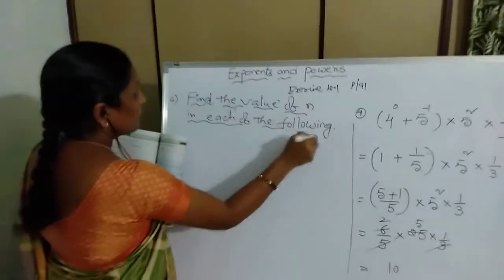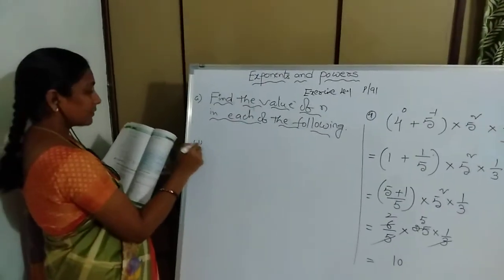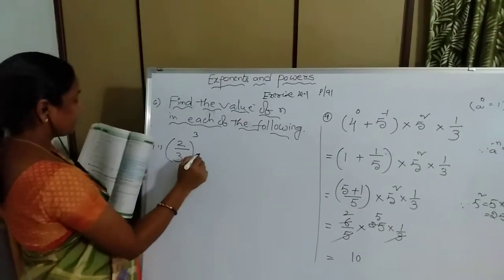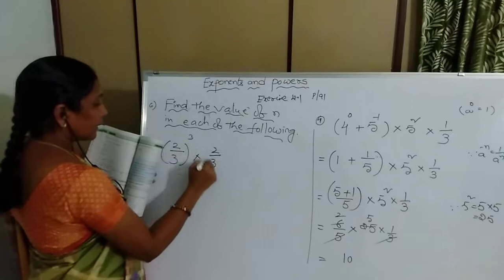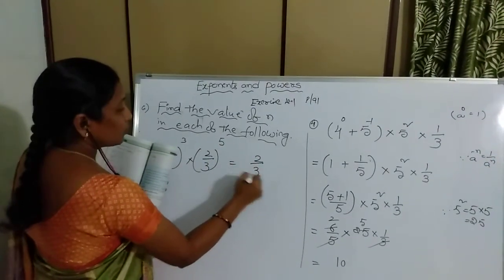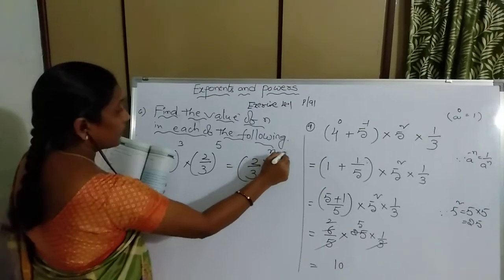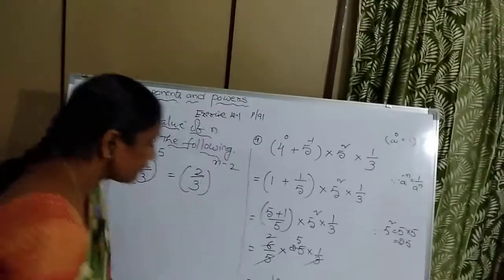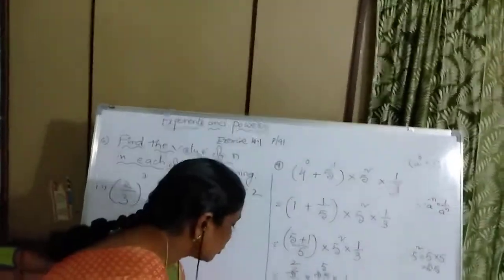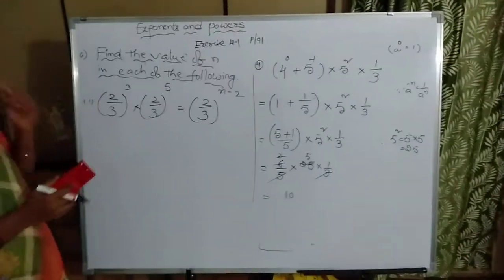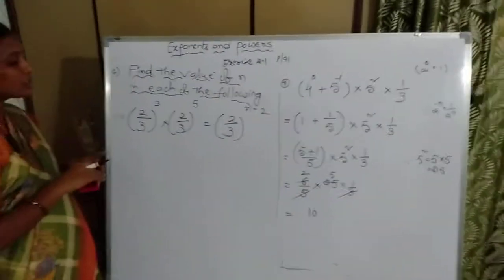That is the problem. The first question is (2 by 3) whole to the power 3 into (2 by 3) whole to the power 5 is equal to (2 by 3) whole to the power n minus 2.